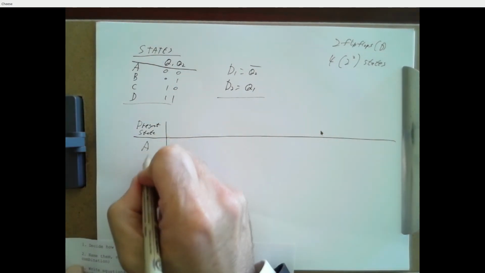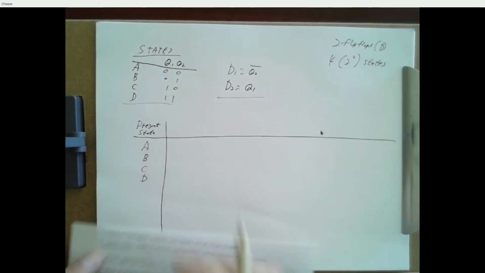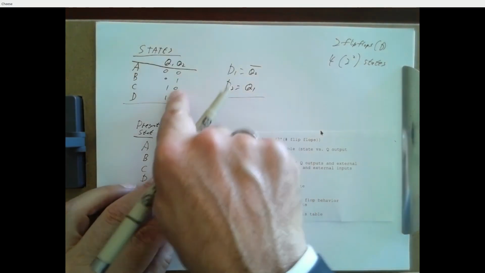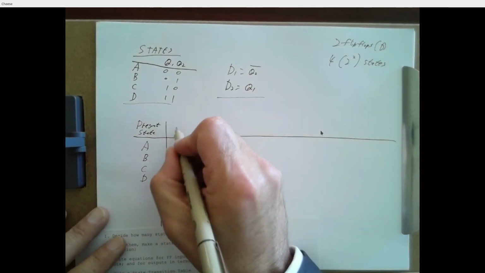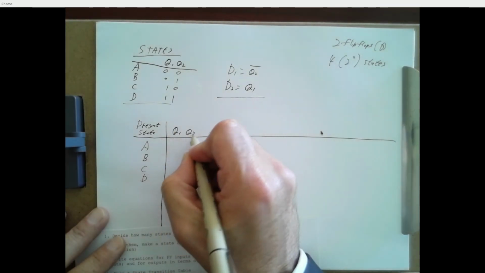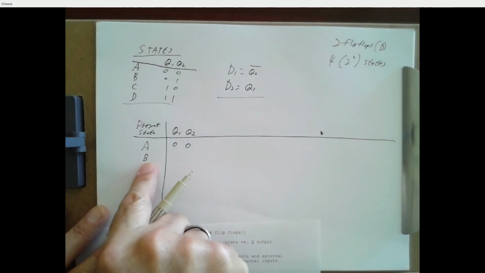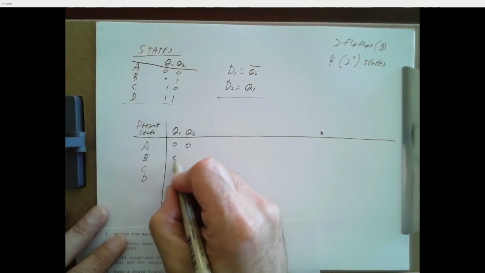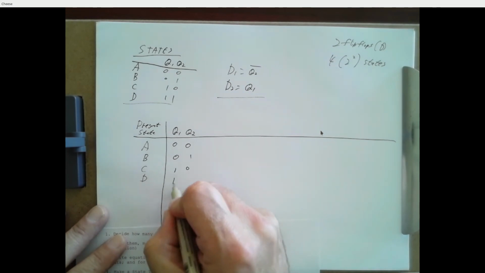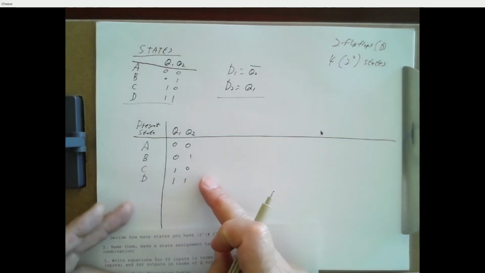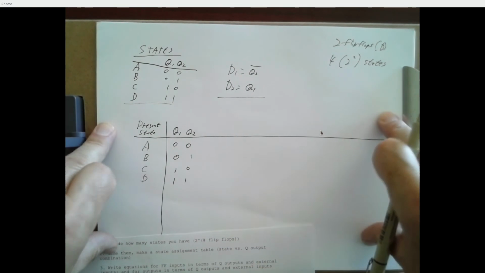And this can be A, B, C, or D. And list the current Q output values for the given state. That's just reading from your state assignment table. So if we're in state A, what are the values of Q1 and Q2? 0, 0. If we're in state B, Q1, Q2 are 0, 1, and so on. So you're basically just copying this down here. Okay, but we want everything in this one state transition table.